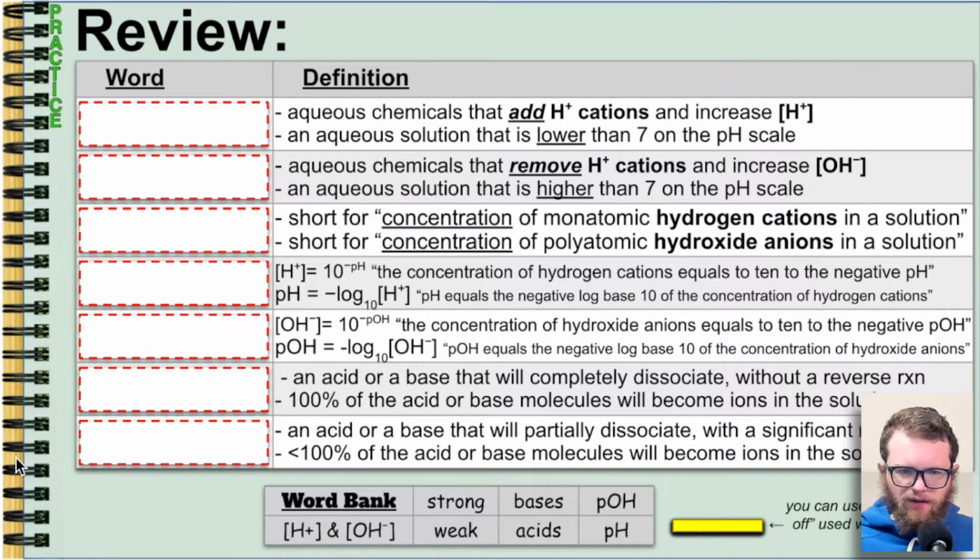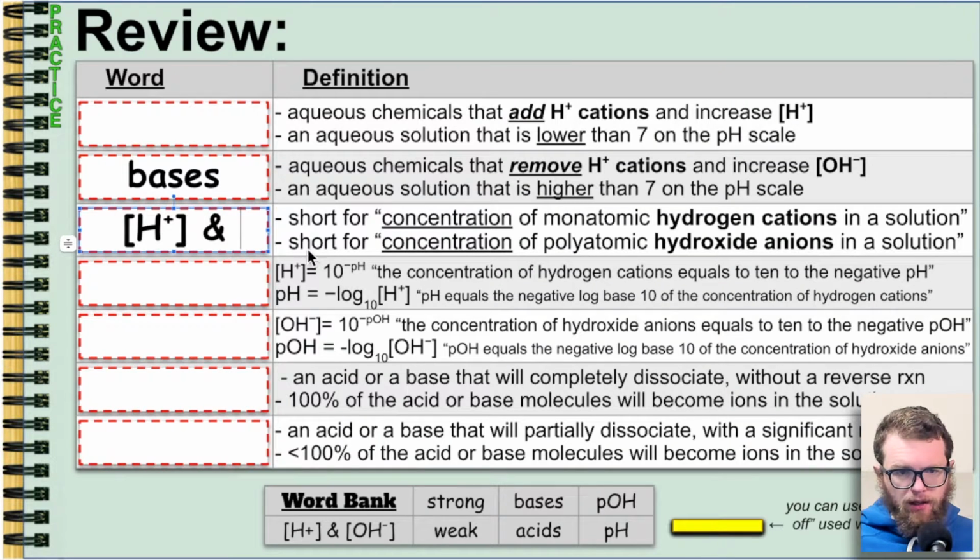So there are 7 words here. I will give you 4 of them, and you can figure out the rest. So aqueous chemicals that remove H+ cations and increase the concentration of OH-, those are bases. And there are aqueous solutions that are higher than 7 on the pH scale. There's 2 that fit in here. One is short for the concentration of monatomic hydrogen cations in solution, and that is the concentration of H+. And remember, I need to select this plus and make it superscript.